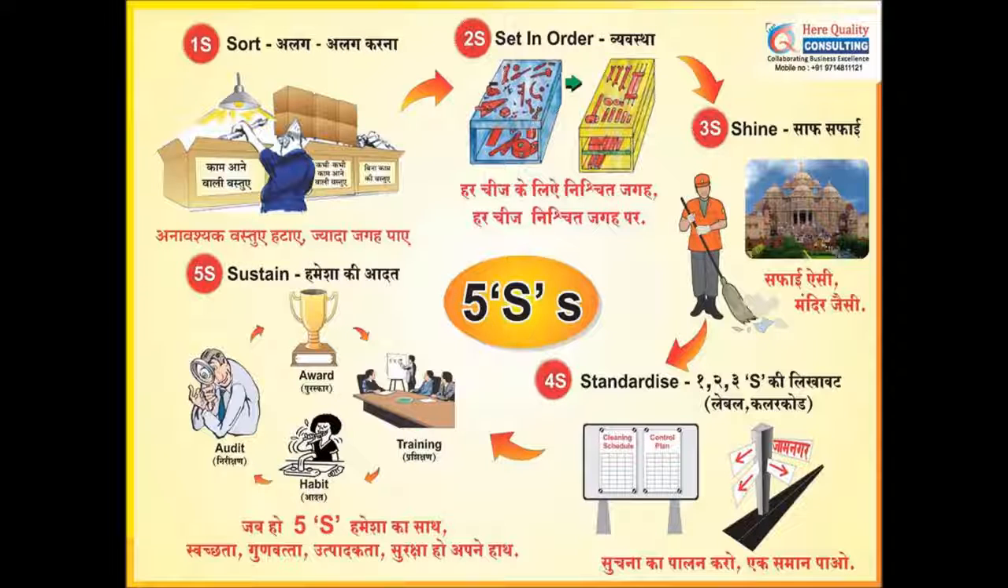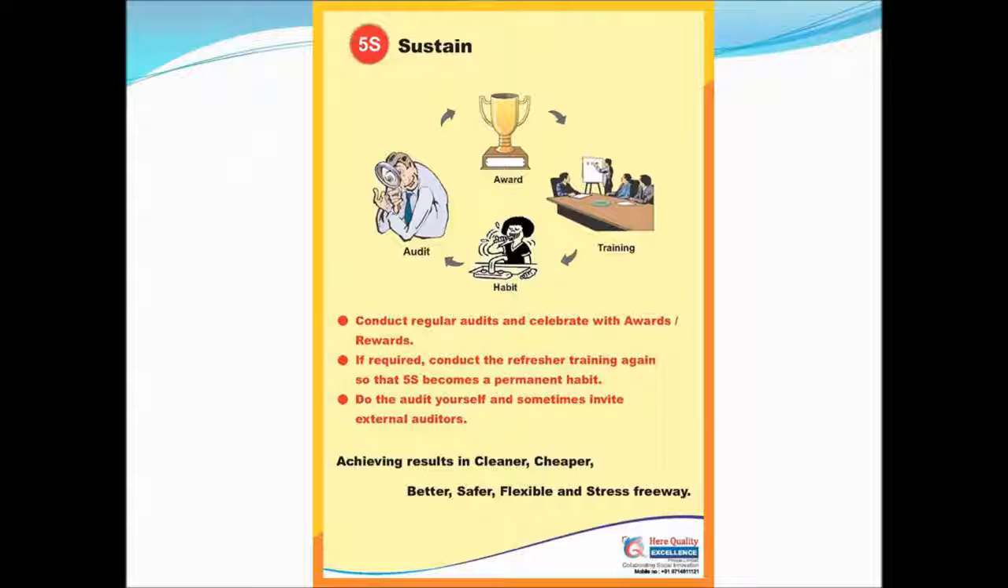Coming to the 5th S, sustain. What are the actions? Audit, award, training. Why are these actions required? To maintain and to sustain, or to form the habit. Any process where you want to motivate people, the measurement is first motivation, therefore audit, and then if it is good, award, if it is not good, train them.